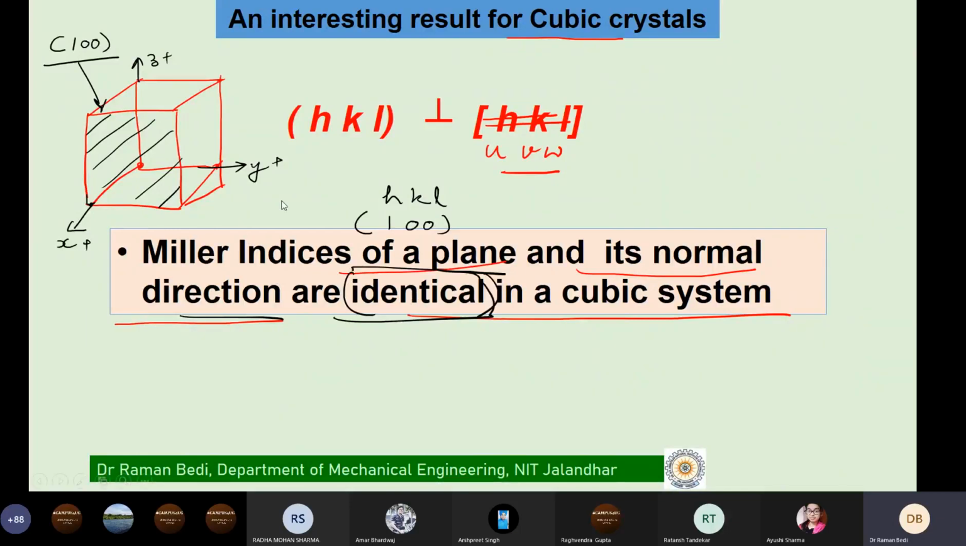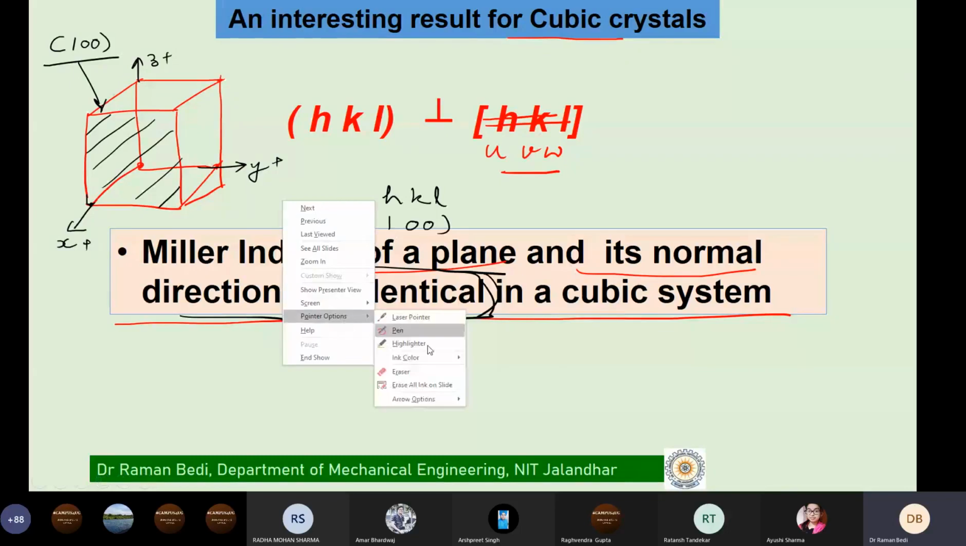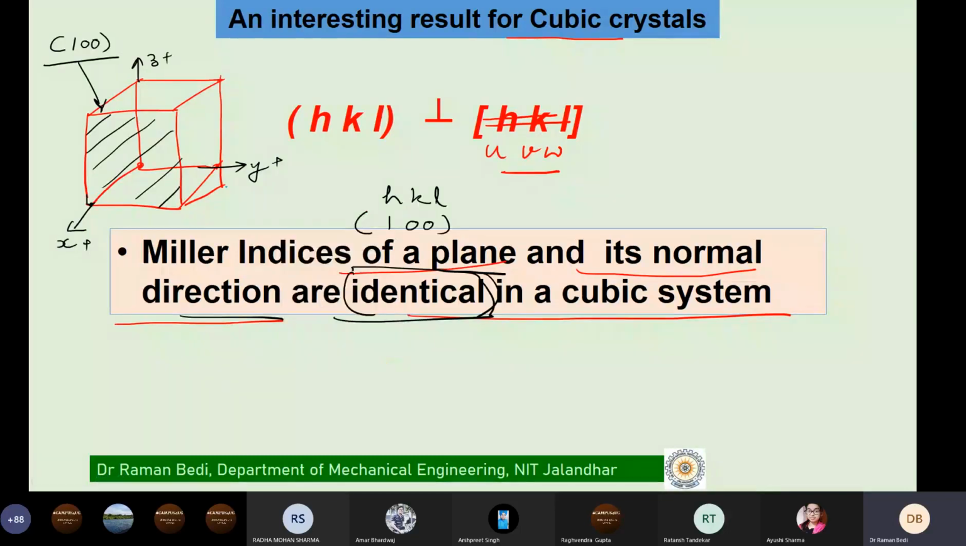So where is the normal direction? Now you can see that if I mark a direction which is normal to this plane, which is indexed here as 100, let us say this is the direction. This is the direction which I am trying to say is the normal direction, a direction which is normal to a plane indexed as 100. And incidentally, I can now have the information about the index of this direction also.